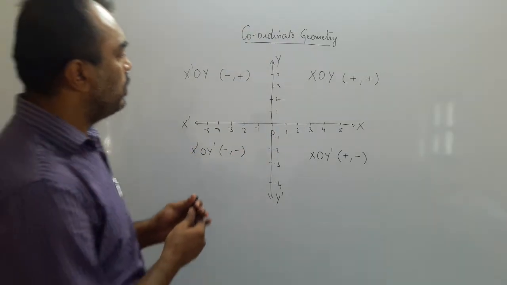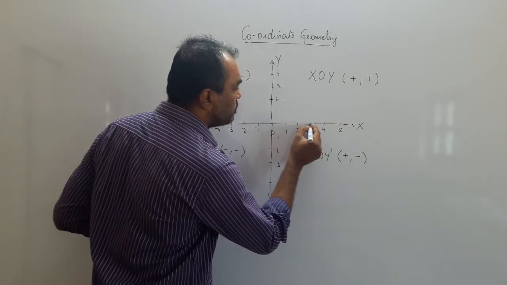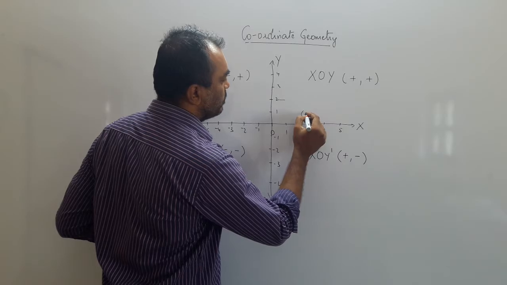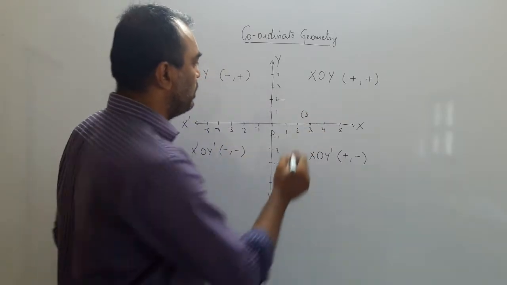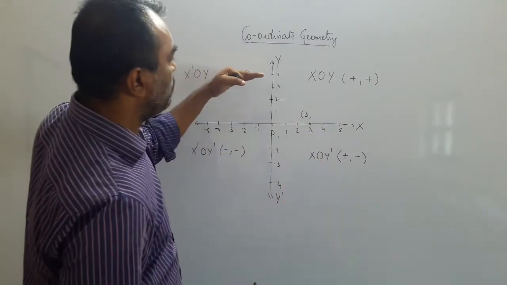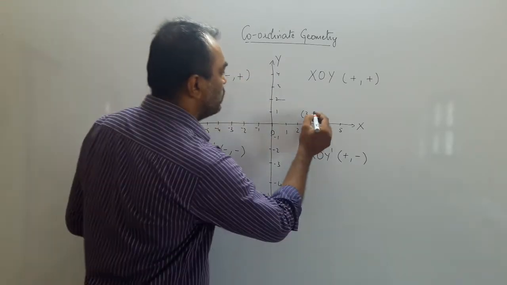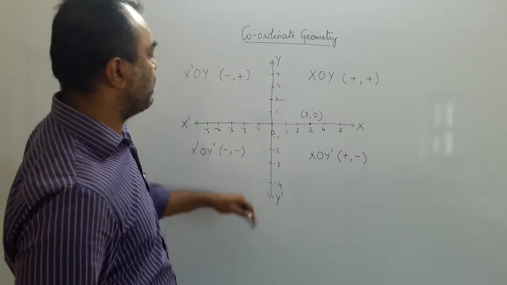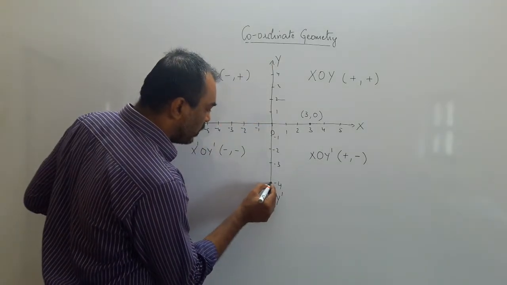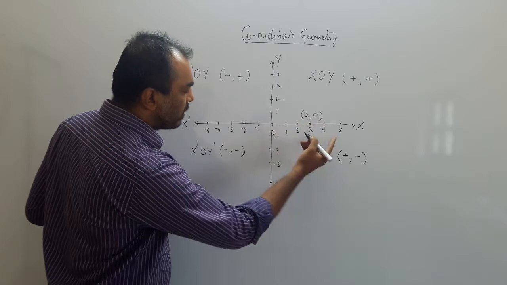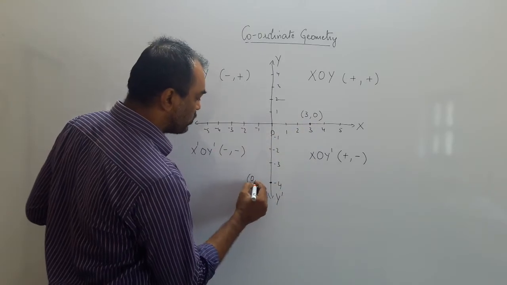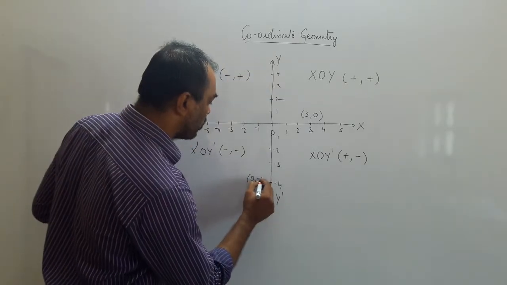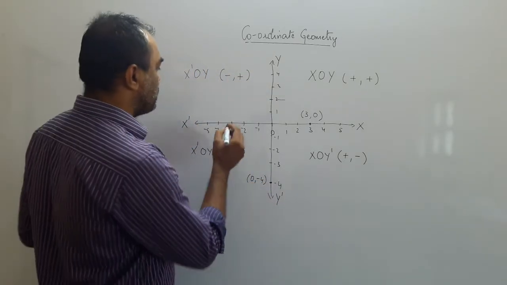Now look at this point. 3 steps to the right. So 3 to the right. But up or down, neither up, neither down. So the y coordinate is 0. Y coordinate 0 means what? Neither up, neither down. Take this point. Neither right, neither left. So x coordinate is 0. Neither right, neither left. But top and bottom -4. 4 to the bottom.